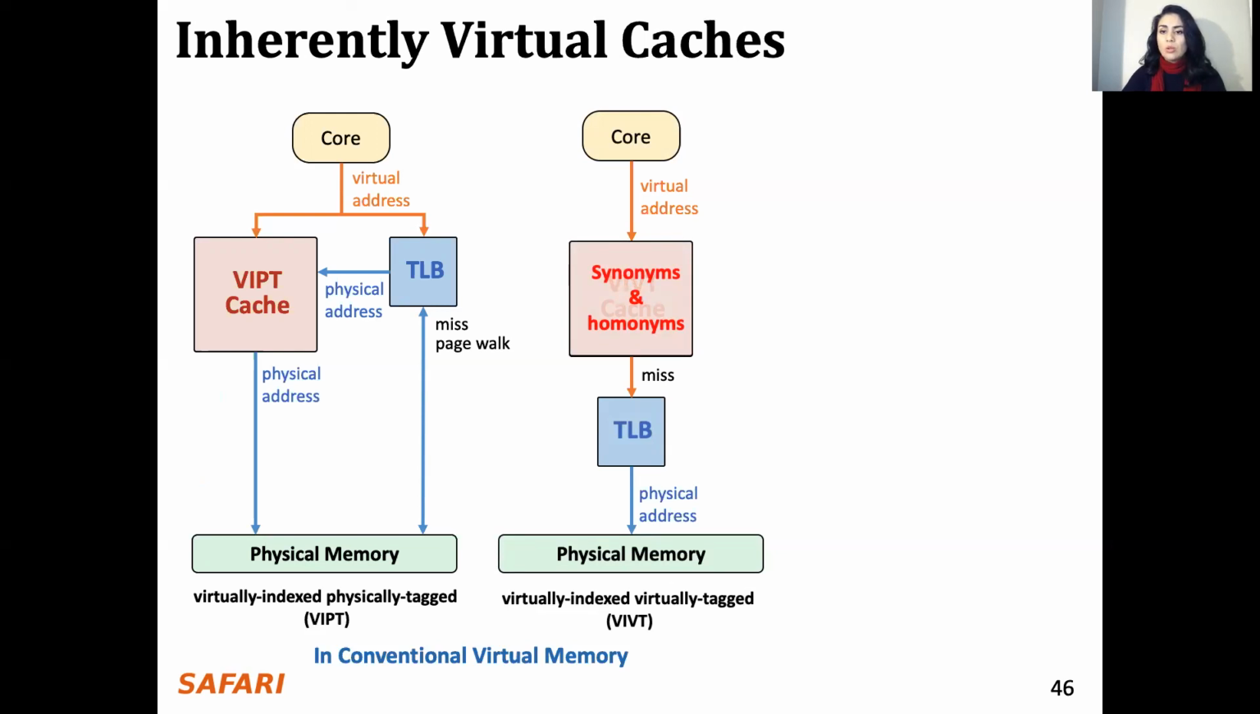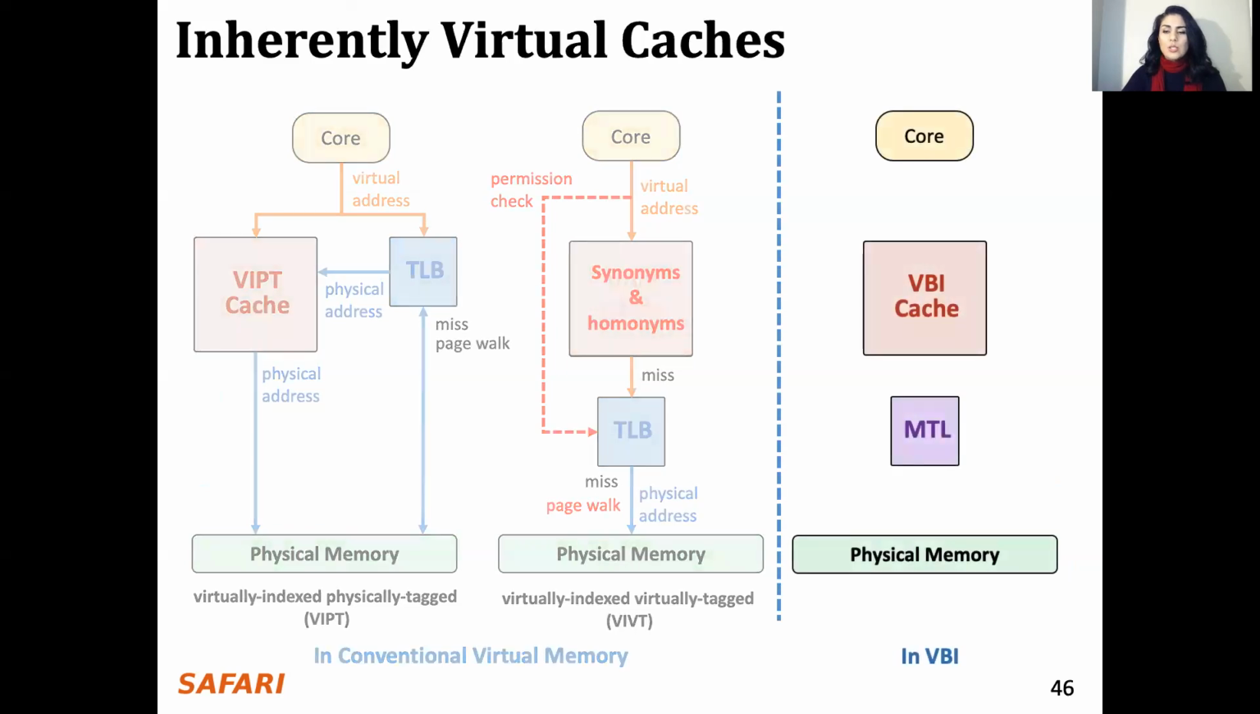And second, although address translation is not required to access VIVT caches, the access permission check required prior to cache access still necessitates accessing the TLB and can induce a page table walk on a TLB miss. This is due to the fact that the protection bits are stored as part of the page table's entry for each page in current systems. VBI addresses both these issues.